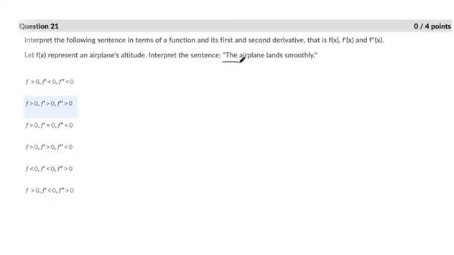We're supposed to put this in function notation. The airplane lands smoothly. So the big point of this is that we need to be able to correctly interpret each of these items. The original f function, the derivative of f, and the second derivative.